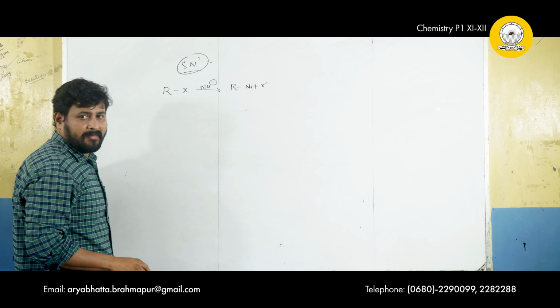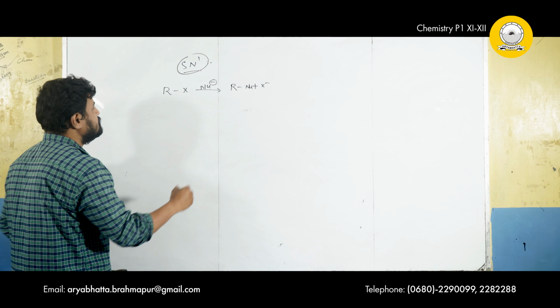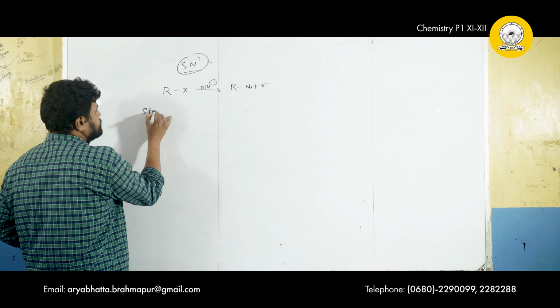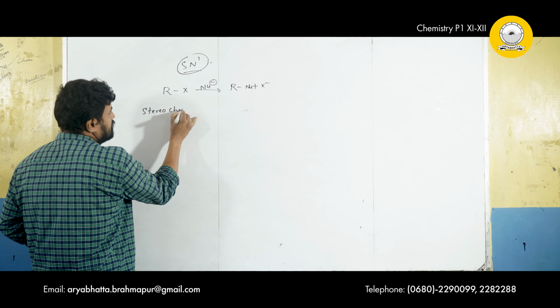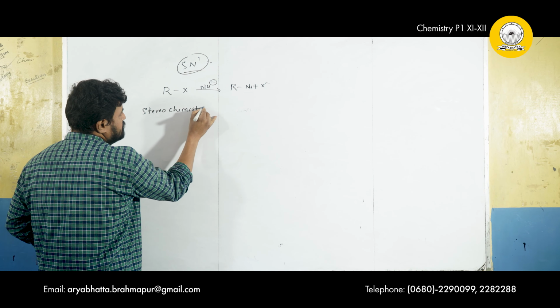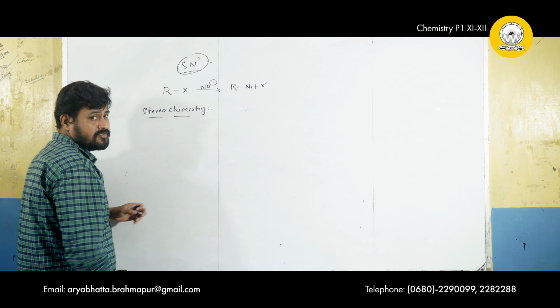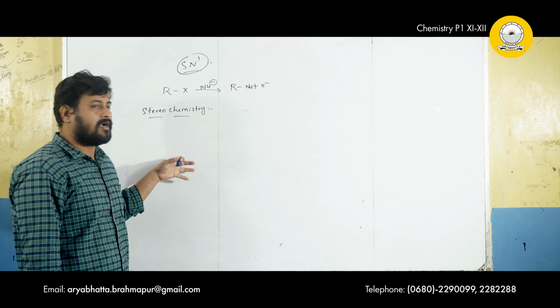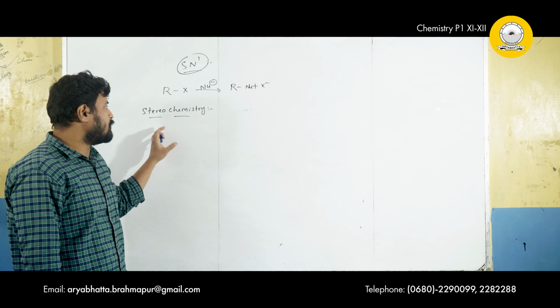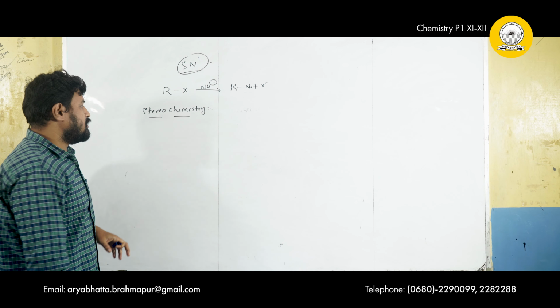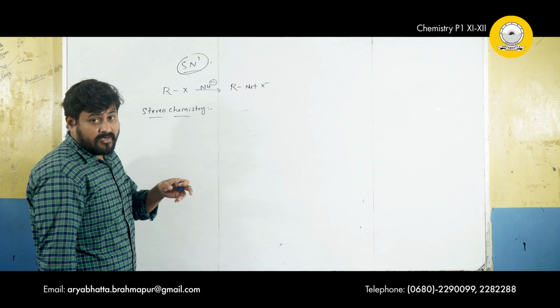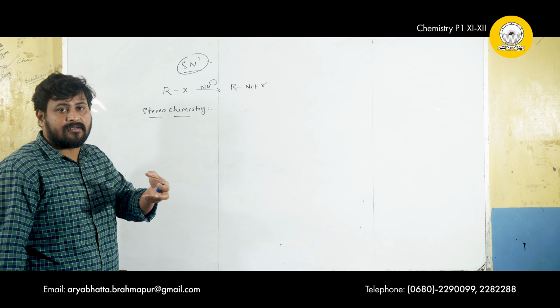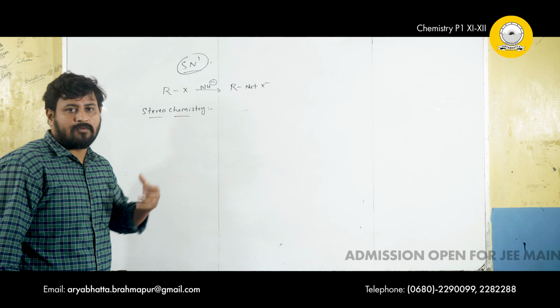The second good part of the SN1 mechanism is stereochemistry. Stereochemistry of SN1 is also very important. Here maximum questions come from this part of the SN1 mechanism. What is the stereochemistry? Stereochemistry is observed if the alkyl halide is chiral. Here also I am writing one chiral molecule.